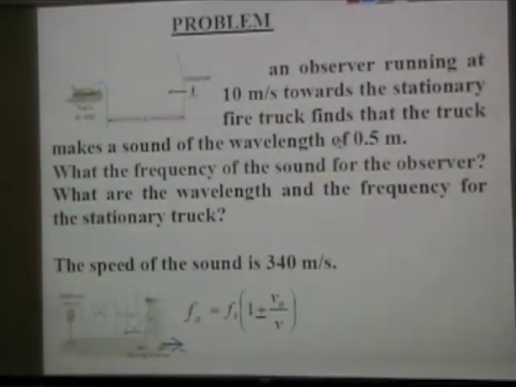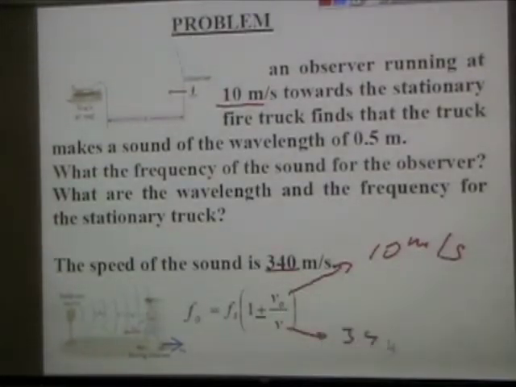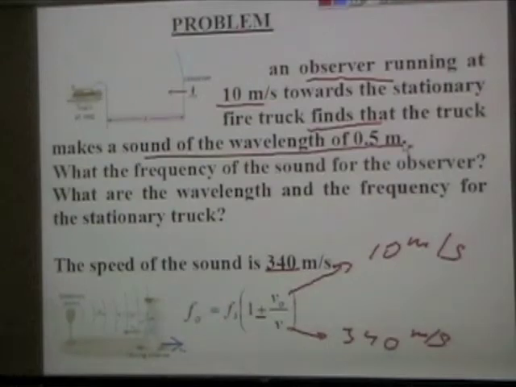Well, this problem is kind of inverted relative to a straightforward problem. What's happening here? Again, an observer traveling, and that's the speed of the observer, this number, 10 meters per second. And this 340 is the speed of the sound. Now, the observer finds that this truck makes a sound with the wavelength 0.5 meters. So the wavelength is 0.5 meters.